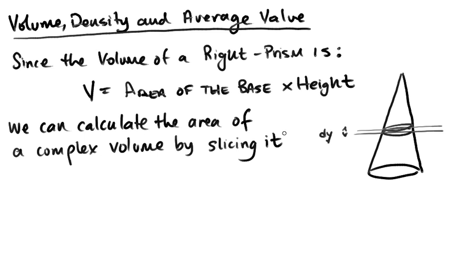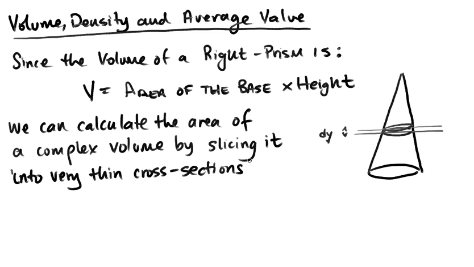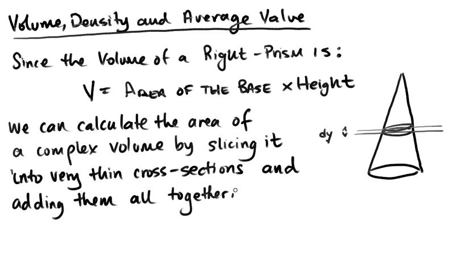And as I said, we can calculate the volume of a complex shape, like this cone. It's not that complex, but by slicing it into very thin cross sections, each of which would be a very small right prism, we could calculate the area and multiply it by the height. Then we take all of those cross sections and add them together. This is really similar to adding up all the thin rectangles when we did integration for the area under a curve.